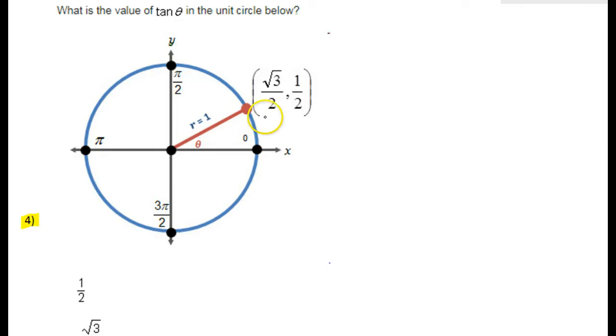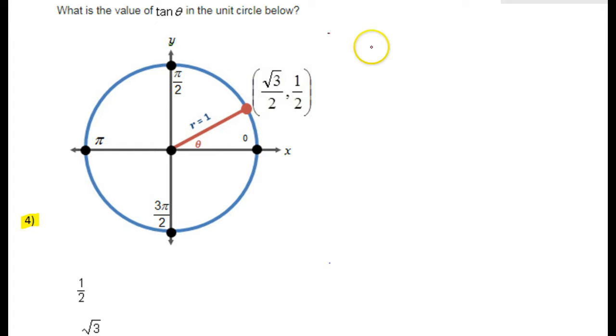In this video, we're given a picture of a unit circle and we're given a point on the unit circle, x and y. And we're being asked what the value of the tangent function is. So to answer this question, there are three things that you need to know.